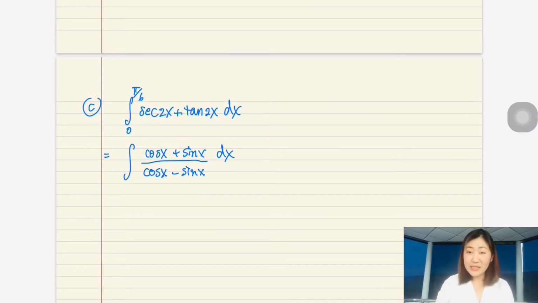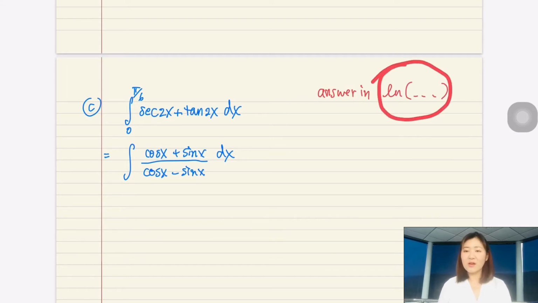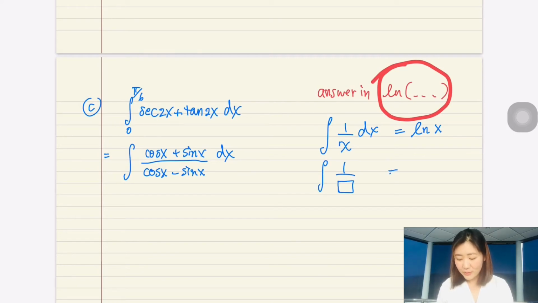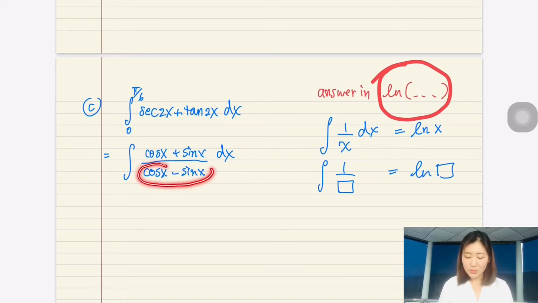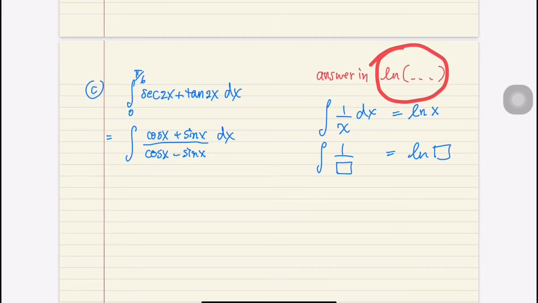I have a clue. The clue said answer in ln of some certain form. But I know the ln. What does it mean? If you integrate something and then you get ln, you integrate 1 over x dx, you will get ln x, right? So actually, you're supposed to integrate 1 over something, and then you get ln of that thing. So I just guess, here we have to let u equal this whole thing, and just check whether it works or not.